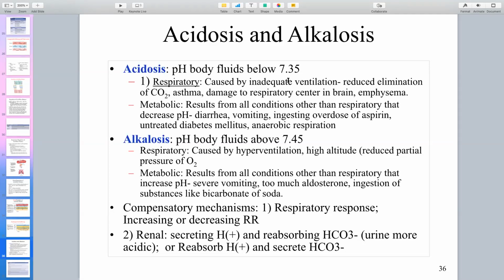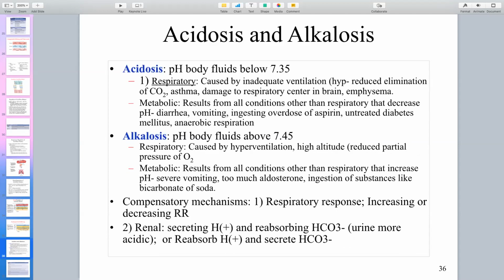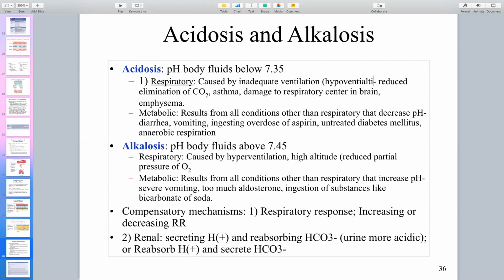Respiratory acidosis is caused by inadequate ventilation, i.e. hypoventilation. So hypoventilation can cause respiratory acidosis. You guys know what is the most common cause of respiratory acidosis and hypoventilation in America? Narcotics. Narcotic drugs are the most common cause of respiratory acidosis.